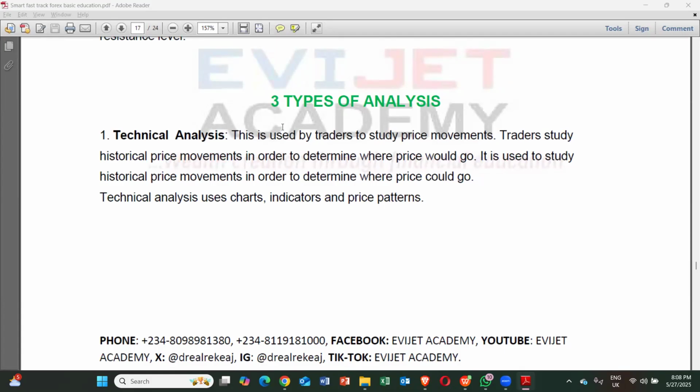This is day 5 of the training. Yesterday was day 4, today is day 5. It's actually 8 days, so if we have today done, we'll be having 3 days left, which will be Wednesday, Thursday, and Friday. And this is where we are: types of analysis.